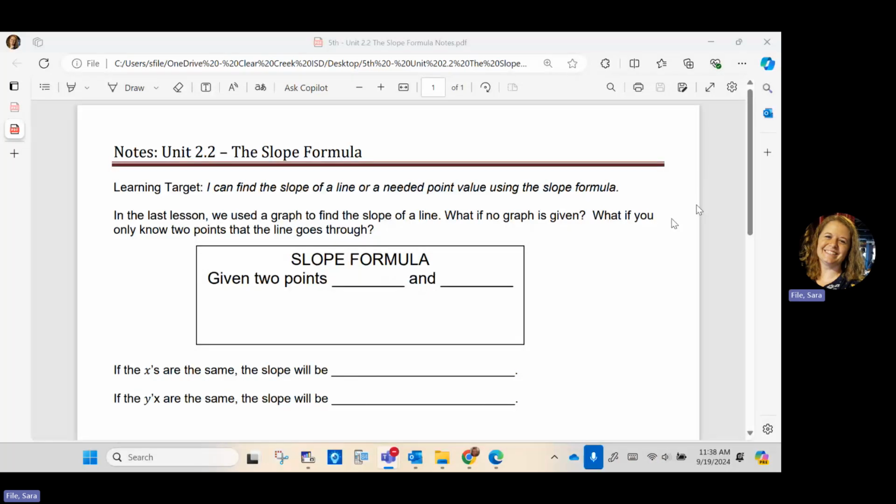I still see some earbuds and headphones on. Go ahead and put those away for me. Okay, cell phones away. These are short and sweet, and then you'll be able to listen to music when we're done while you're doing the practice. But I need them put away for now.